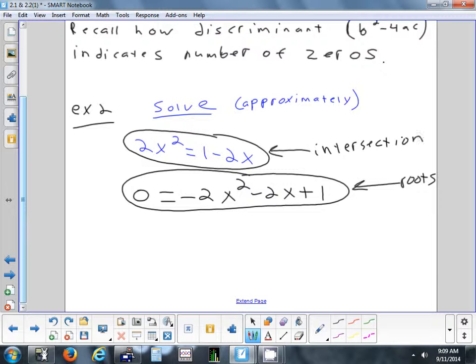Either way you do it, you're going to get the same answer. Whether you find an intersection between the parabola that's 2x squared and the line 1 minus 2x, or you put everything on one side and calculate the roots, it doesn't matter. Okay. So since we're talking about roots, let's do it the bottom way. We'll plug it in and find the roots.